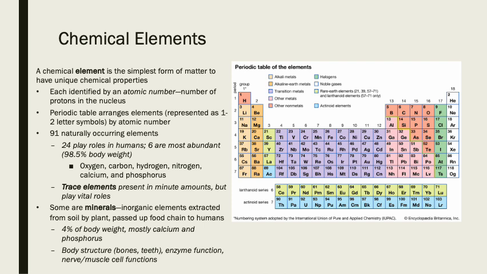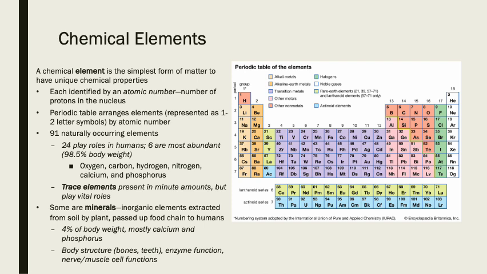There are 24 elements that are important in our body out of the 91 natural elements. 6 of them are very, very abundant in our body, and they're very essential. We really need these. These 6 are oxygen, carbon, hydrogen, nitrogen, calcium, and phosphorus. They are very abundant, and they make up about 98% of our body weight altogether.